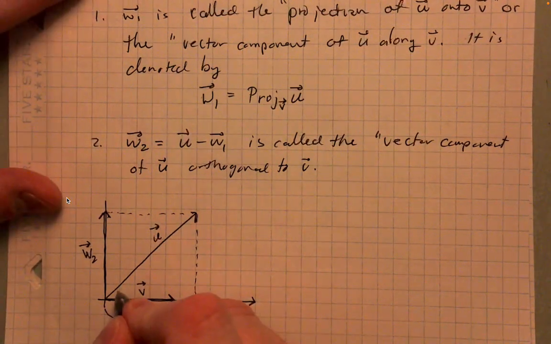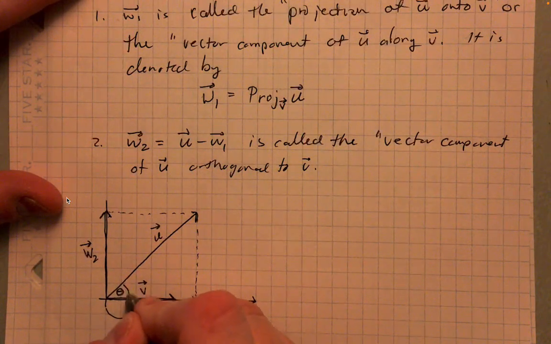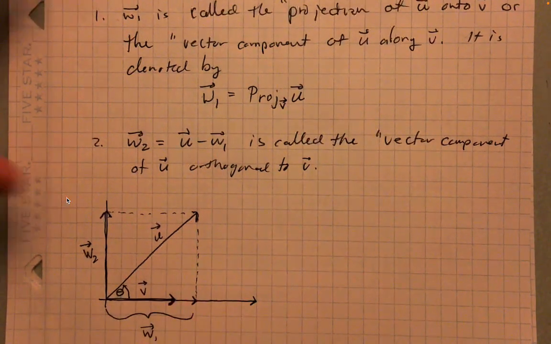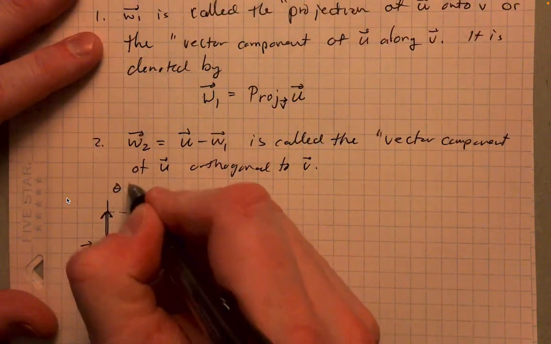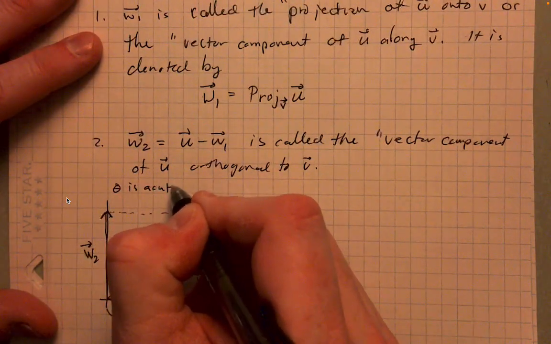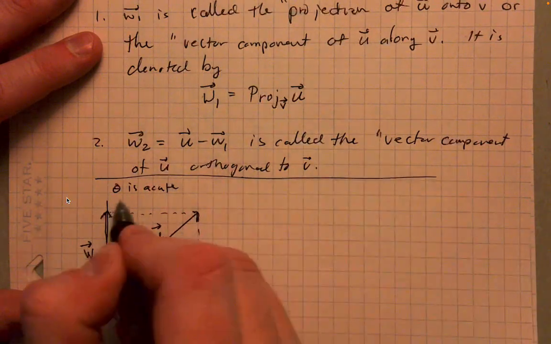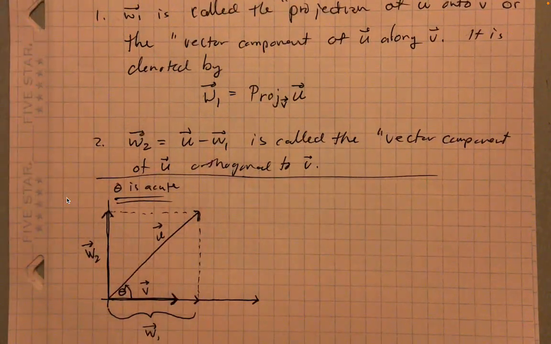Now this is for a theta here, of course. I should have put that in there to start with. So you've got some angle theta, and this is the case where theta is acute. So when theta is acute, this is kind of what the picture looks like.